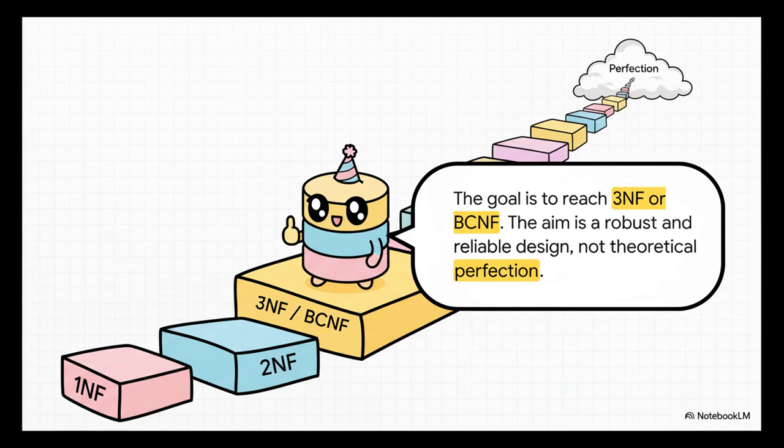Now here's a super important point. You don't always have to go all the way to the end. In the real world, for most apps, the goal is to reach what's called third normal form, or 3NF, or maybe Boyce-Codd normal form, BCNF. These levels solve the vast majority of the problems you'll ever run into, and they're still practical to work with. The goal isn't some kind of theoretical perfection, it's just a solid, robust, and reliable design.